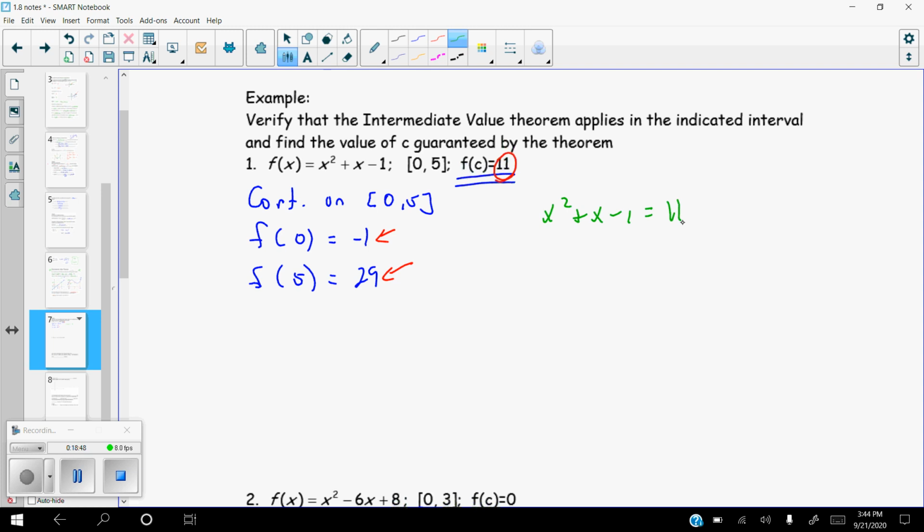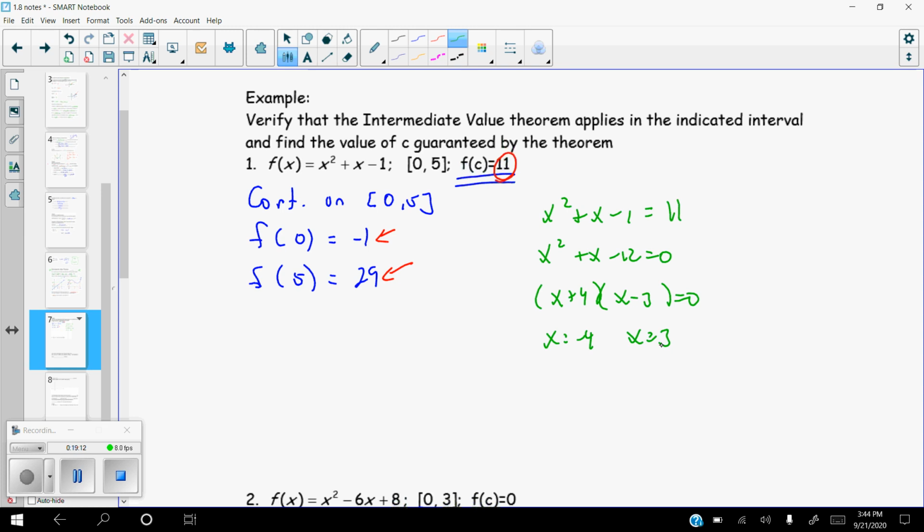Okay, so now we just have to solve the quadratic. Since it's quadratic, we'll subtract 11 from both sides, get one side equal to 0. This is probably the easiest way to solve this one. This one actually factors nicely. That'll be, what, x plus 4, x minus 3. So I know that x is going to equal -4, or x is going to equal +3.